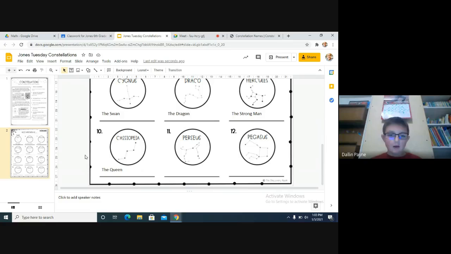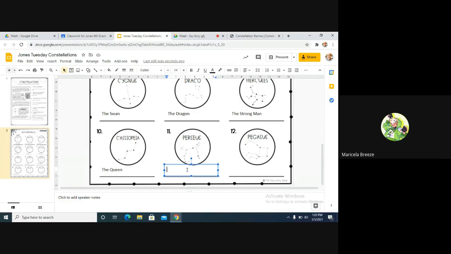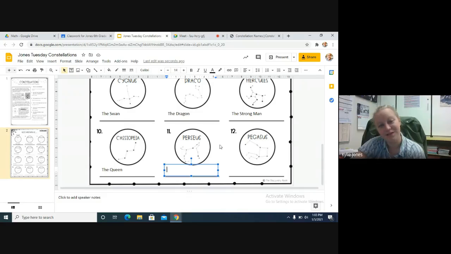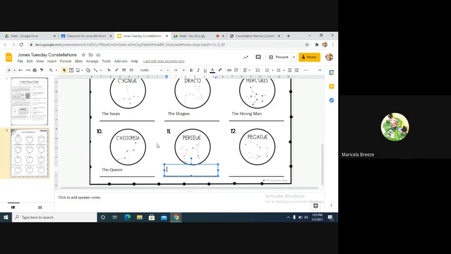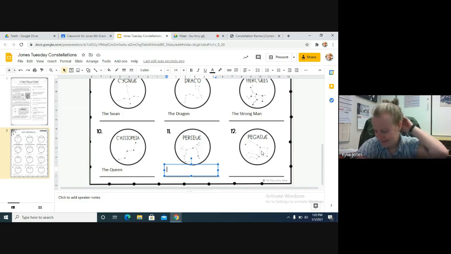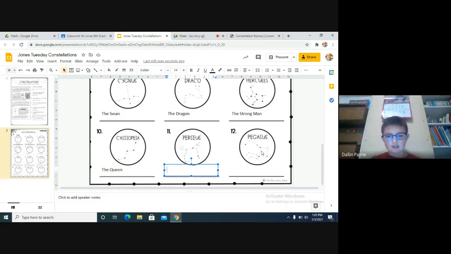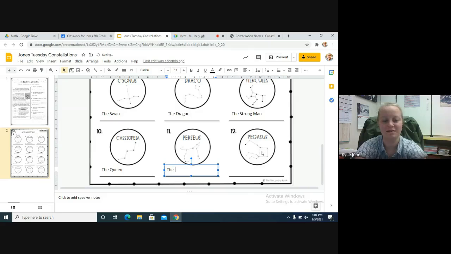Miss Jones, on Perseus and Pegasus, they got those things messed up, because on Perseus, that picture looks like a Pegasus. I know. I think it kind of looks like Pikachu. A little bit, yeah. Okay, number 11, Perseus. What is that supposed to be known as? It's the Greek hero. Good. Also, Bradford, I saw you read it too. Awesome. The Greek hero?